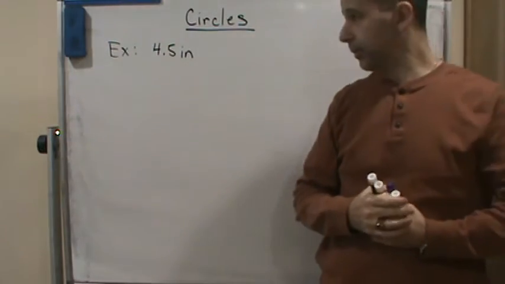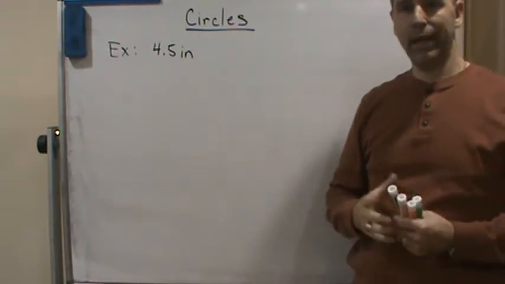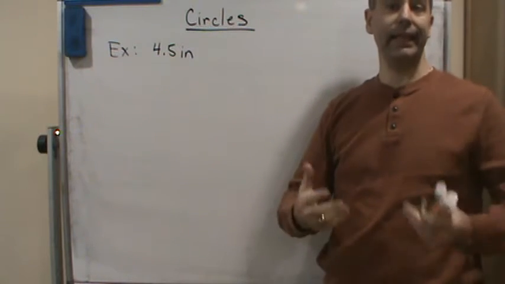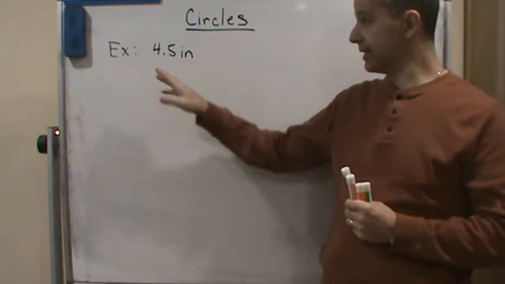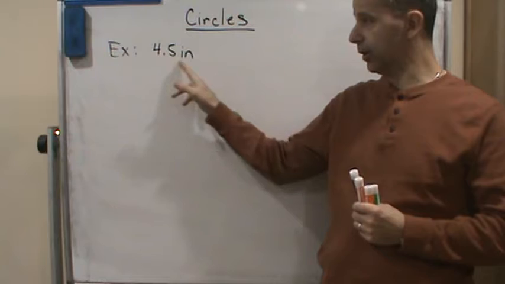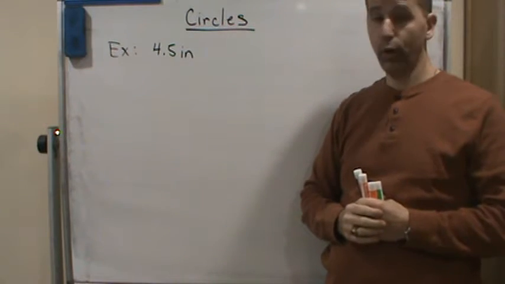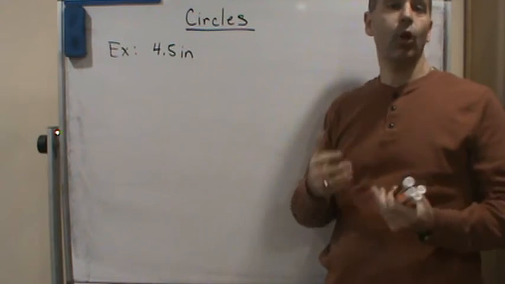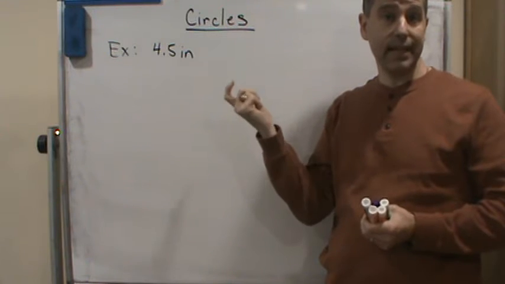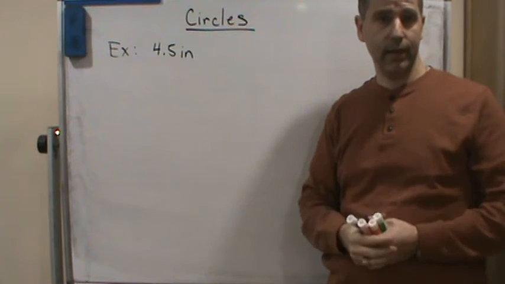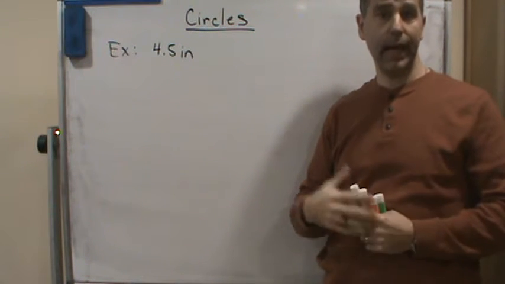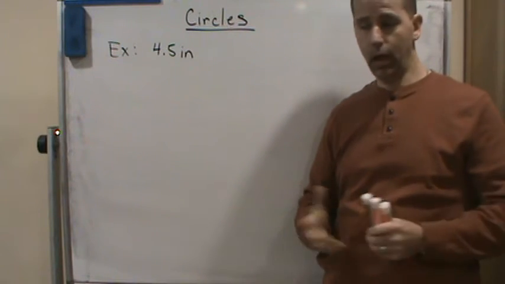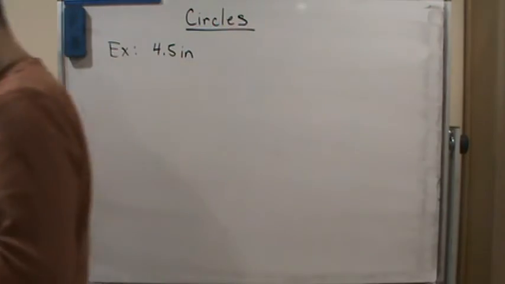Okay, time to do a couple of examples. Let's say we have a part that has a hole, an inside diameter, and it gives us this inside diameter of 4.5 inches. We want to use that inside diameter to calculate the circumference and the radius of the hole.